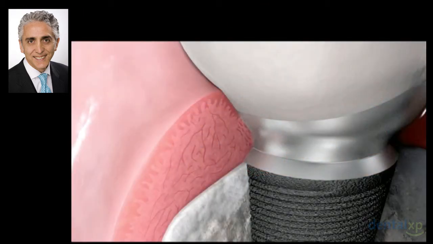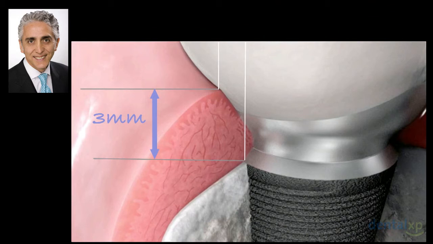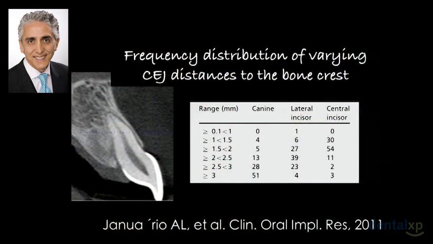So then, if we can review that, 3 millimeters in a vertical direction to allow the establishment of a biologic width, and 2 millimeters in a palatal direction so that we're sufficiently away from the facial plate, more than a millimeter away from the facial plate, but also in a position that will allow proper emergence profile.